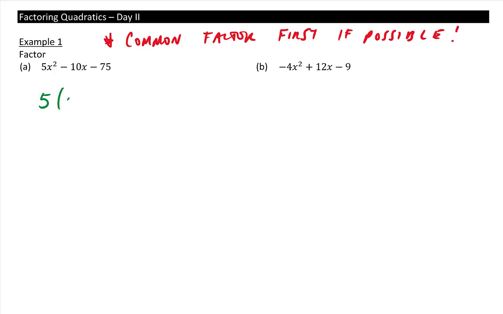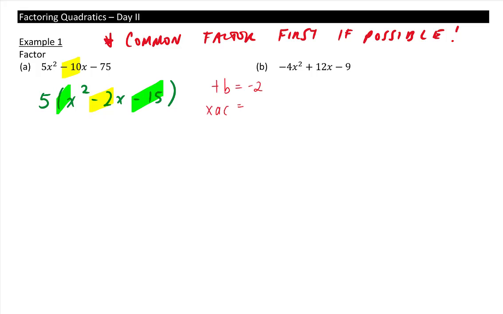So if we take out the 5, we're left with x squared minus 2x minus 15. Notice now we have smaller numbers to deal with. We need two numbers that add to the b value. Remember, the b value is the middle term, but now we've modified it. So our b value is negative 2. And multiply to a times c, which in this example is going to be 1 and negative 15.